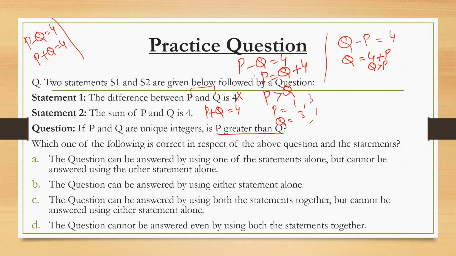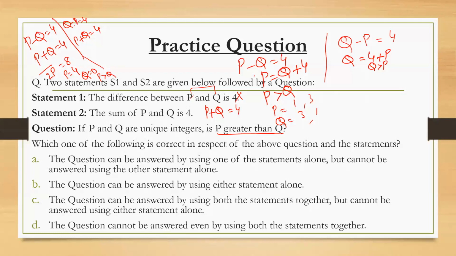P minus Q is equal to 4. P plus Q is equal to 4. In the second scenario, we have Q minus P is equal to 4, and the second statement says the sum of P and Q is 4. So when you solve this equation, Q and Q will get cancelled out because this is minus Q, this is plus Q. We're directly adding it up. So here P and P will become 2P, and 4 plus 4 is 8. That is, P is equal to 4. So then Q becomes 0 when I put the value of P back here. So here I am getting P is greater than Q.